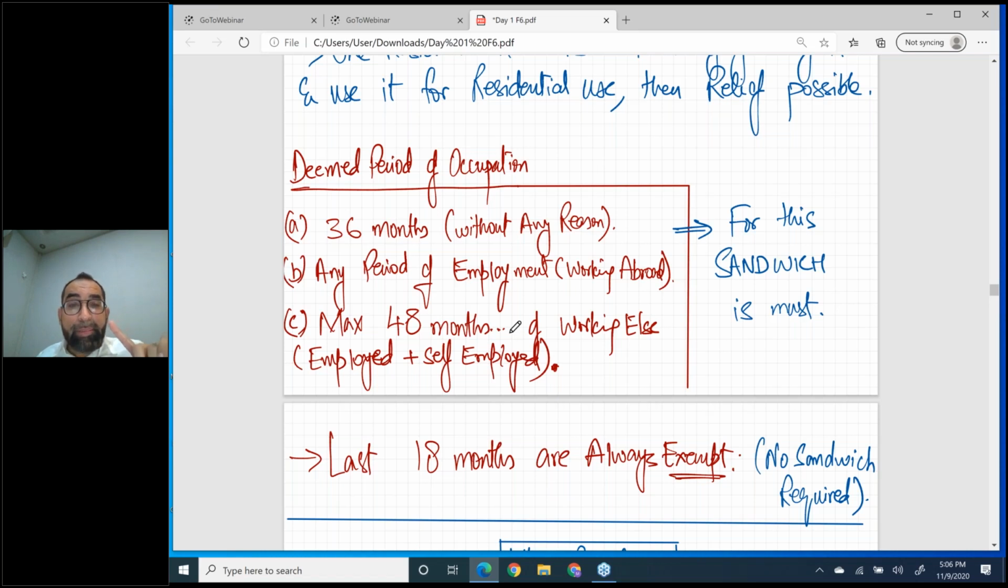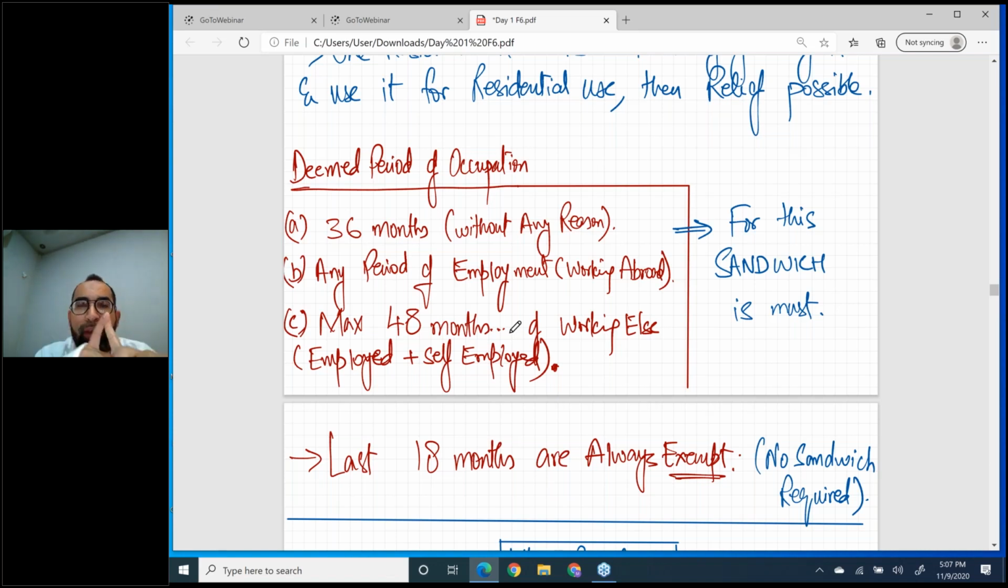But let me give you a disclaimer. The last 18 months are only exempt if you have used this house for at least 1 month in your life for private use. The last 18 months is exempt, yes, but there is a little condition: at least for 1 month you have used this house in your life for residential purpose.